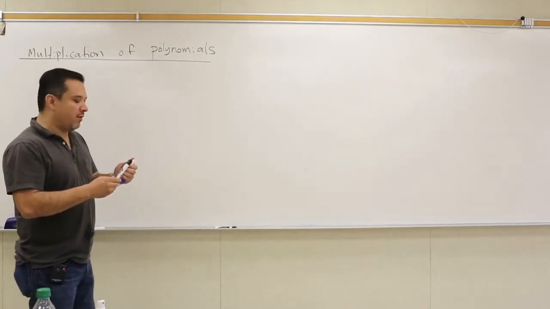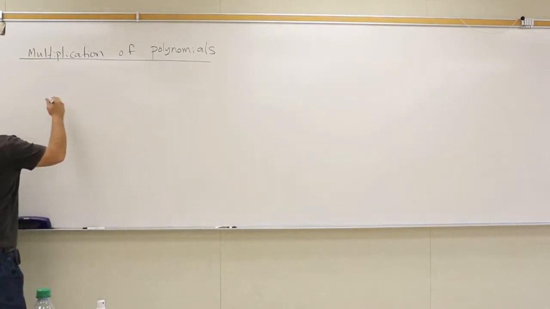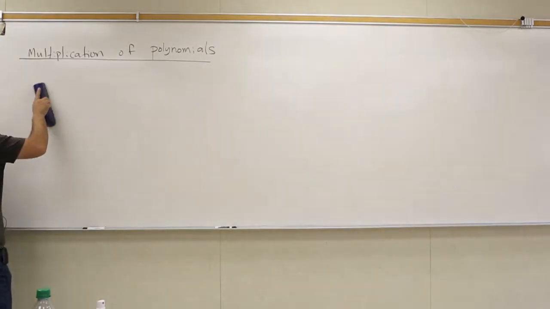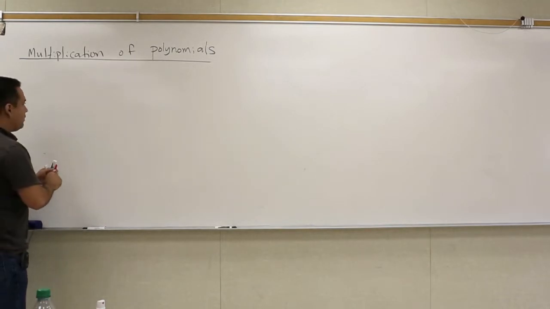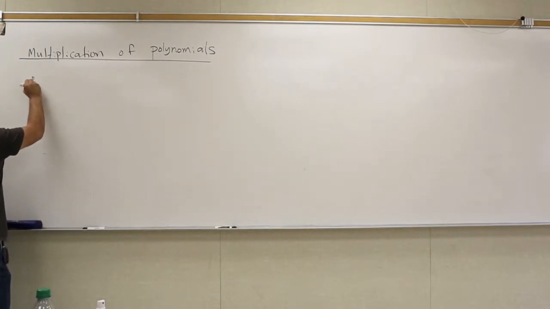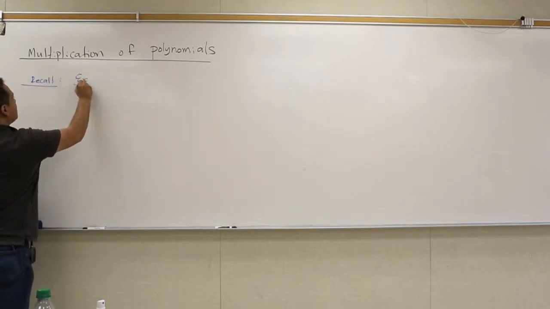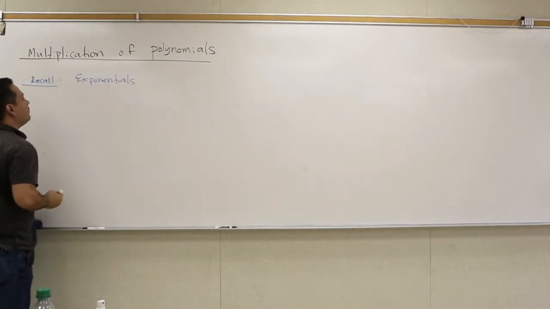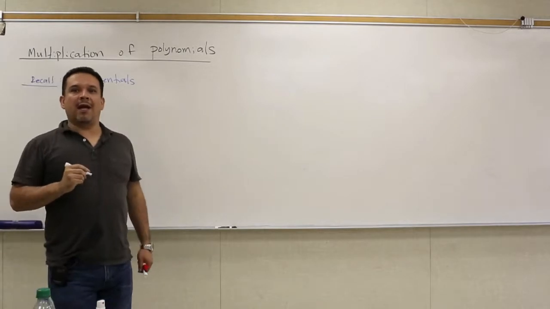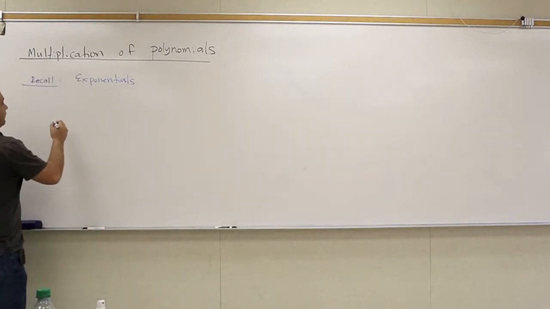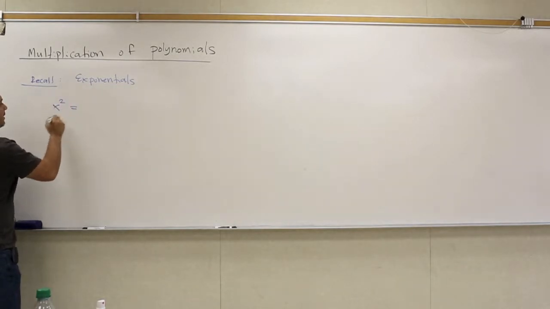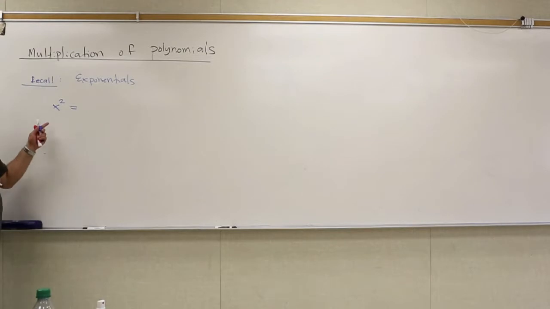Here we go. What do we want to start with? I want to start with recall, by the way, before we talk about multiplying polynomials in more detail. I want you guys to recall some exponentials. And exponentials, for example, we can have x to the second power. And what does that mean if we have x to the second power? Do you guys remember? What was an exponential?